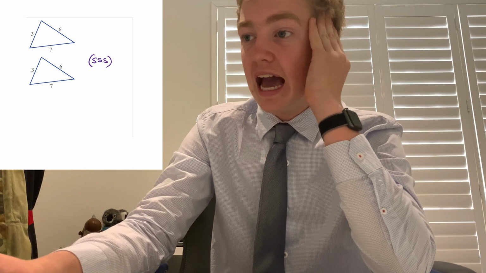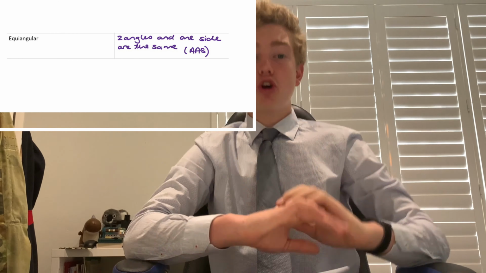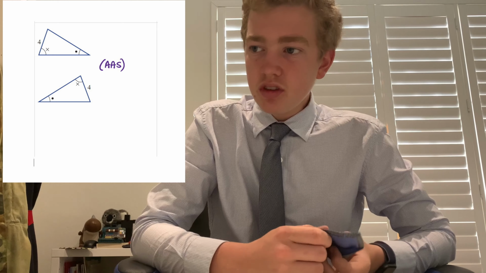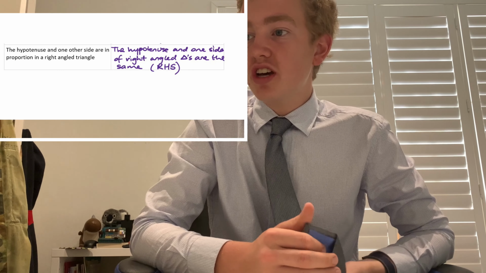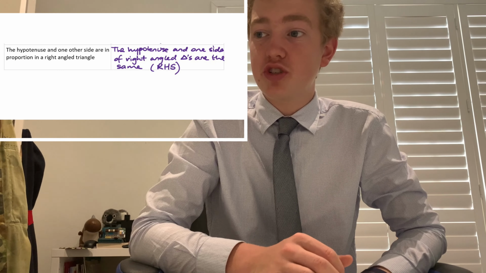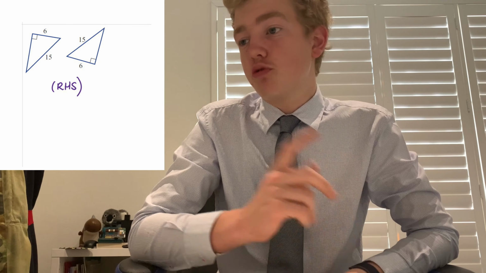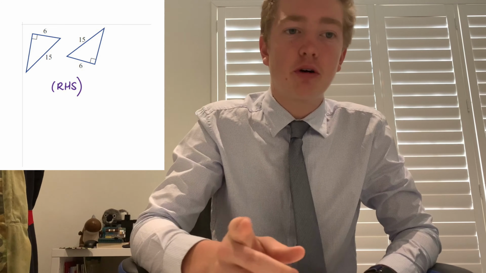We then have angle, angle, side, which is when 2 angles and 1 side are the exact same to their matching ones. And then the final one is RHS, which is for right angled triangles only, which is where it's basically side angle side again, but it's your right angle, one of the sides, and the hypotenuse has to be equal. Okay, so we're going to do one quick example of this.